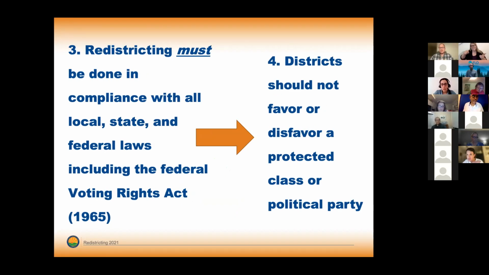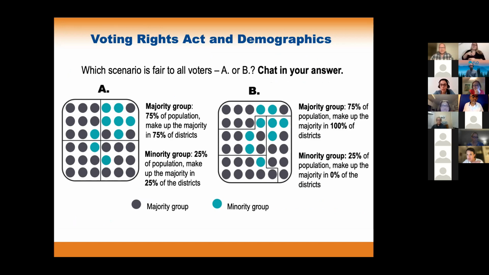The third, really third and fourth, go together here. The third is this idea that redistricting must be in compliance with all local, state, and federal laws. And fourth, that districts should not favor or disfavor a protected class or political party. So we'll look at two illustrations to kind of bring this to life.